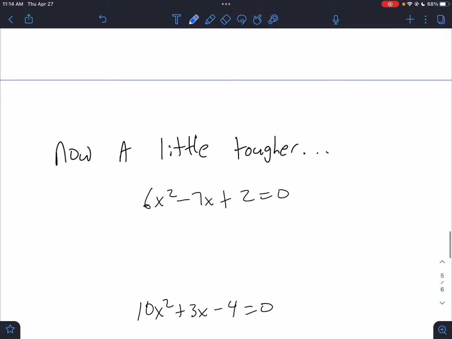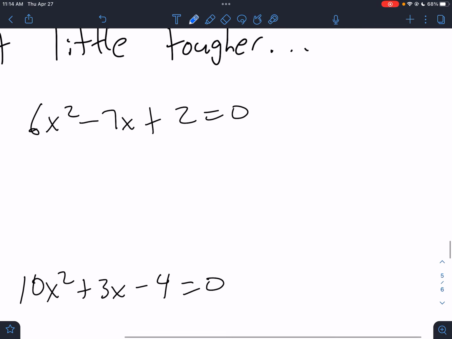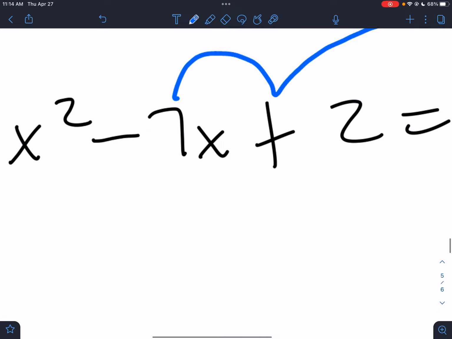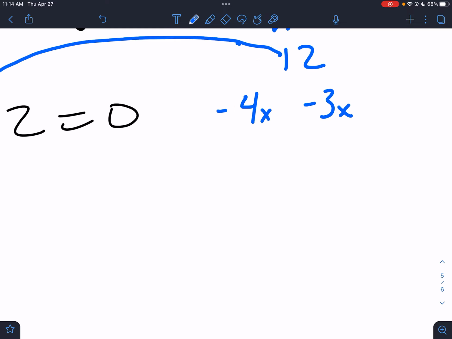Hopefully you're getting better. I don't expect you to be good yet, but they are about to get a little tougher. What's tougher? I'll tell you in a second. So I'm going to do this first one. 6 times 2 is 12. So we don't change that. A times C. Remember, we always start with A times C. So that's 12. Factors of 12 need to add to equal 7. That's going to be 4 and 3. How do I get negative 7 out of the numbers 4 and 3? Well, it's got to be minus 4 minus 3. And technically, it's minus 4x minus 3x.